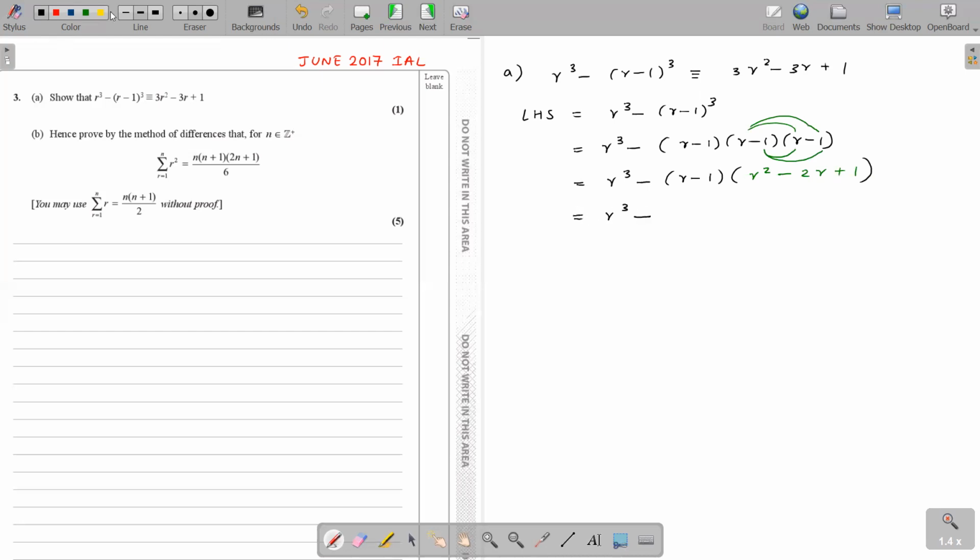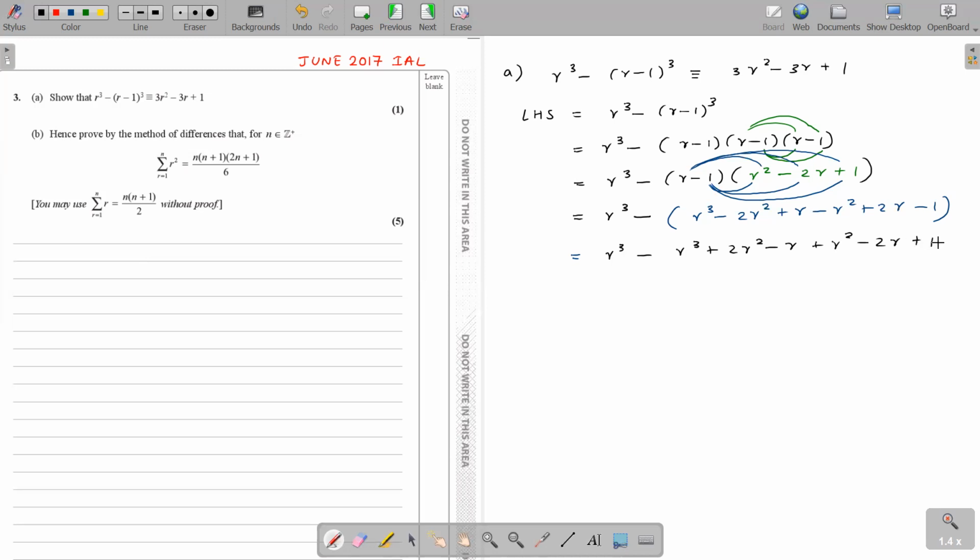R cube minus, expand the bracket with (r minus 1), keep the bracket because there's a minus sign in front. R into r square is r cube, r into minus 2r is minus 2r square, r into 1 is 1r, minus 1 into r square is minus r square, minus 1 into minus 2r is plus 2r, minus 1 into plus 1 is minus 1. Expand the bracket. So we get here r cube, open the bracket, minus r cube, minus into minus is plus 2r square, minus r, plus r square, minus 2r, plus 1.